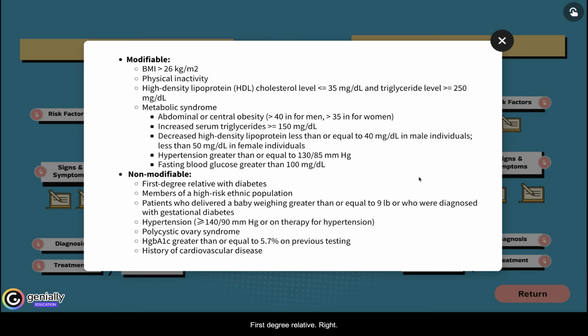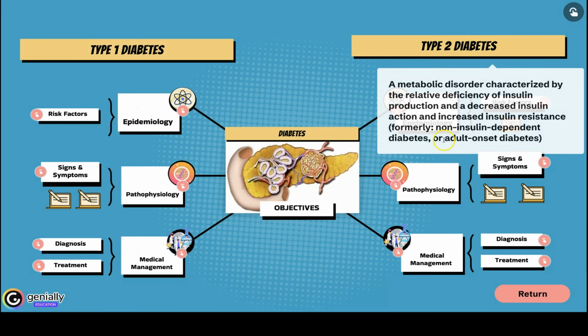Non-modifiable are what? First-degree relatives, right? Then you have members of high-risk ethnic populations. You have patients who delivered a baby weighing greater than 9 pounds or who were diagnosed with gestational diabetes. Hypertension of greater than 140/90, or on therapy for hypertension. Polycystic ovary syndrome, HbA1c greater than or equal to 5.7% on previous testing. History of cardiovascular disease. These are all non-modifiable risk factors for diabetes.